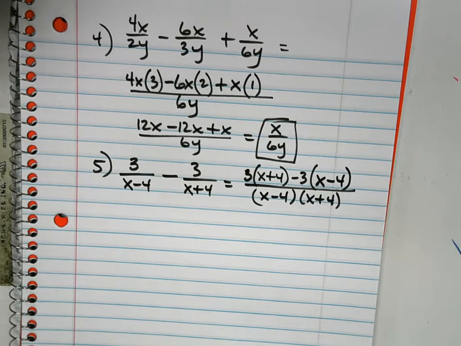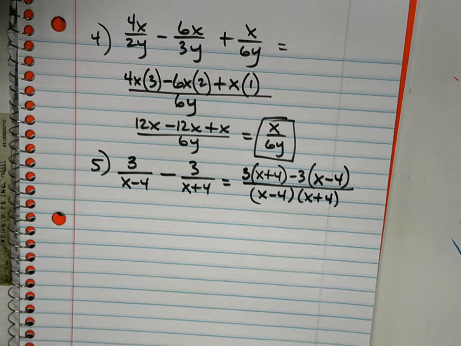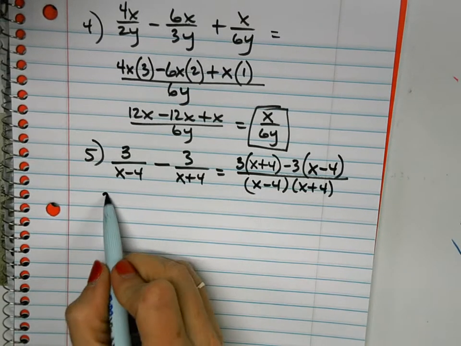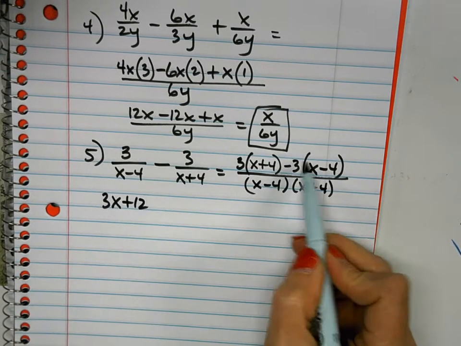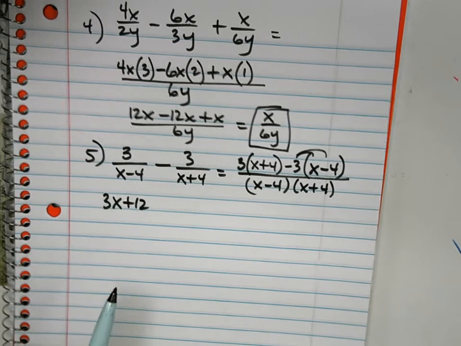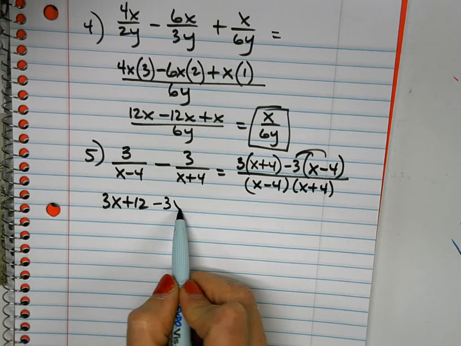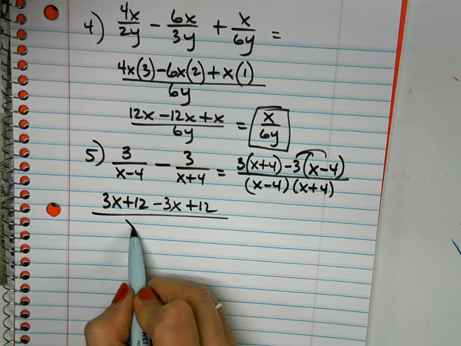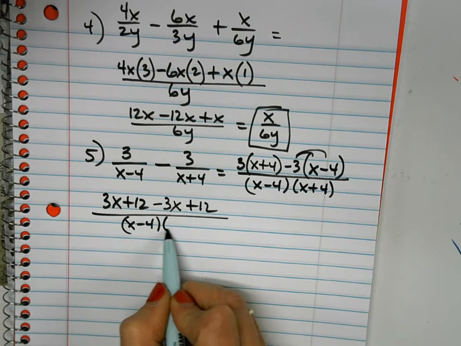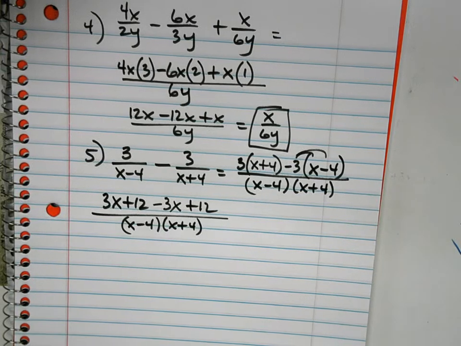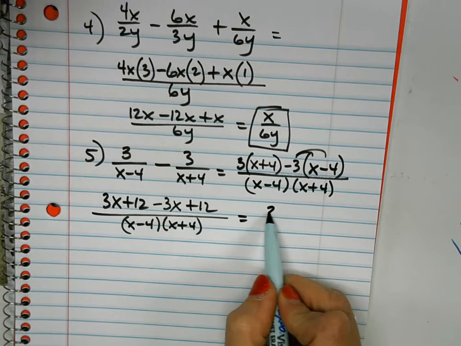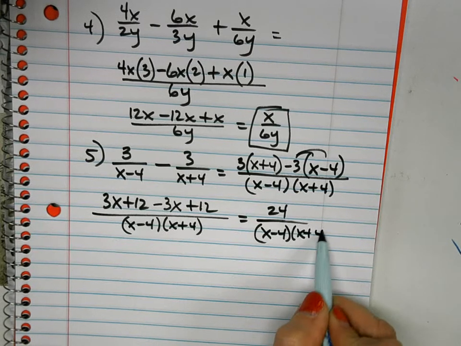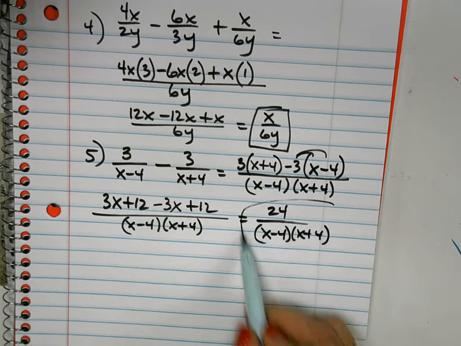Can you see where we might make a mistake on this next step? Distributing that, right? So distribute 3x plus 12, and then right here, make sure you distribute the negative 3. So it's minus 3x what? Plus 12. Yeah. All over your denominator. The 3x's cancel. Add the 12s. I get 24 over x minus 4 times x plus 4. Can I reduce any of that? Nope. So that's your answer.